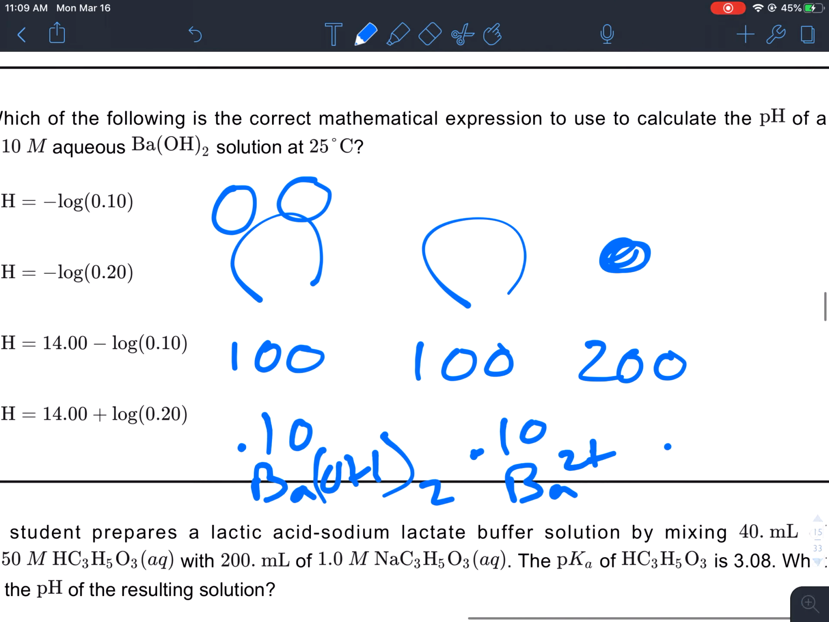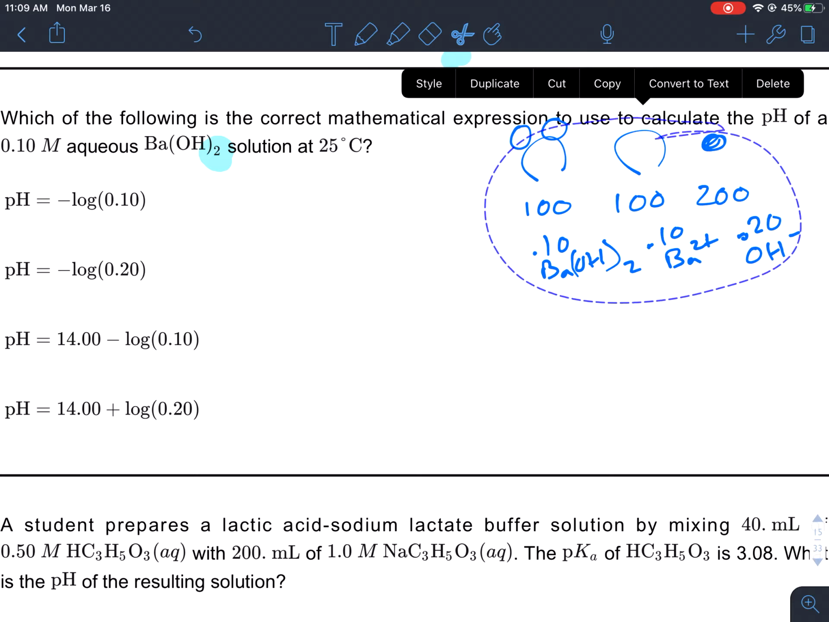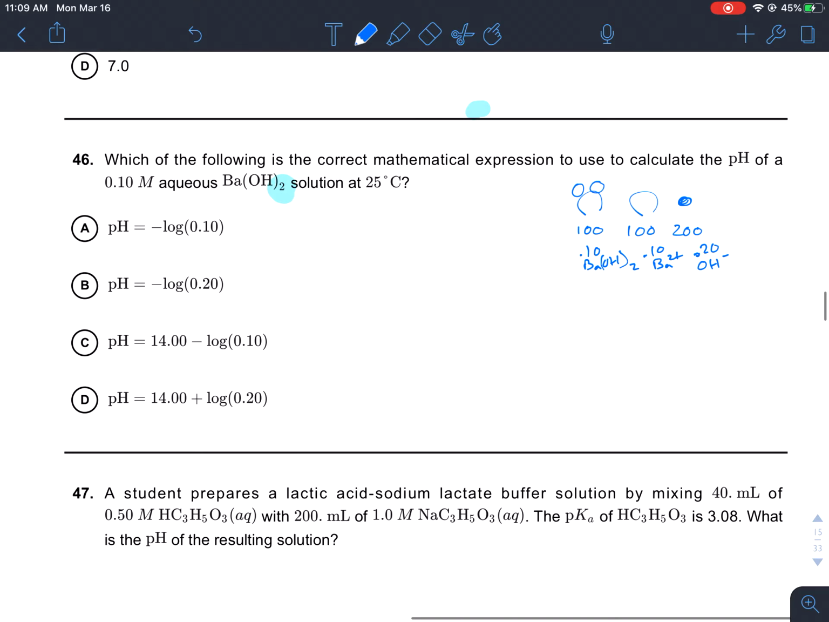And then you have 0.2 molar of OH minus. So notice that that number has to double there because this OH minus has a 2 coefficient. So let me shrink this down a little bit, get it out of the way. All right, so if we have, okay, the correct answer is, how do we find the pH?